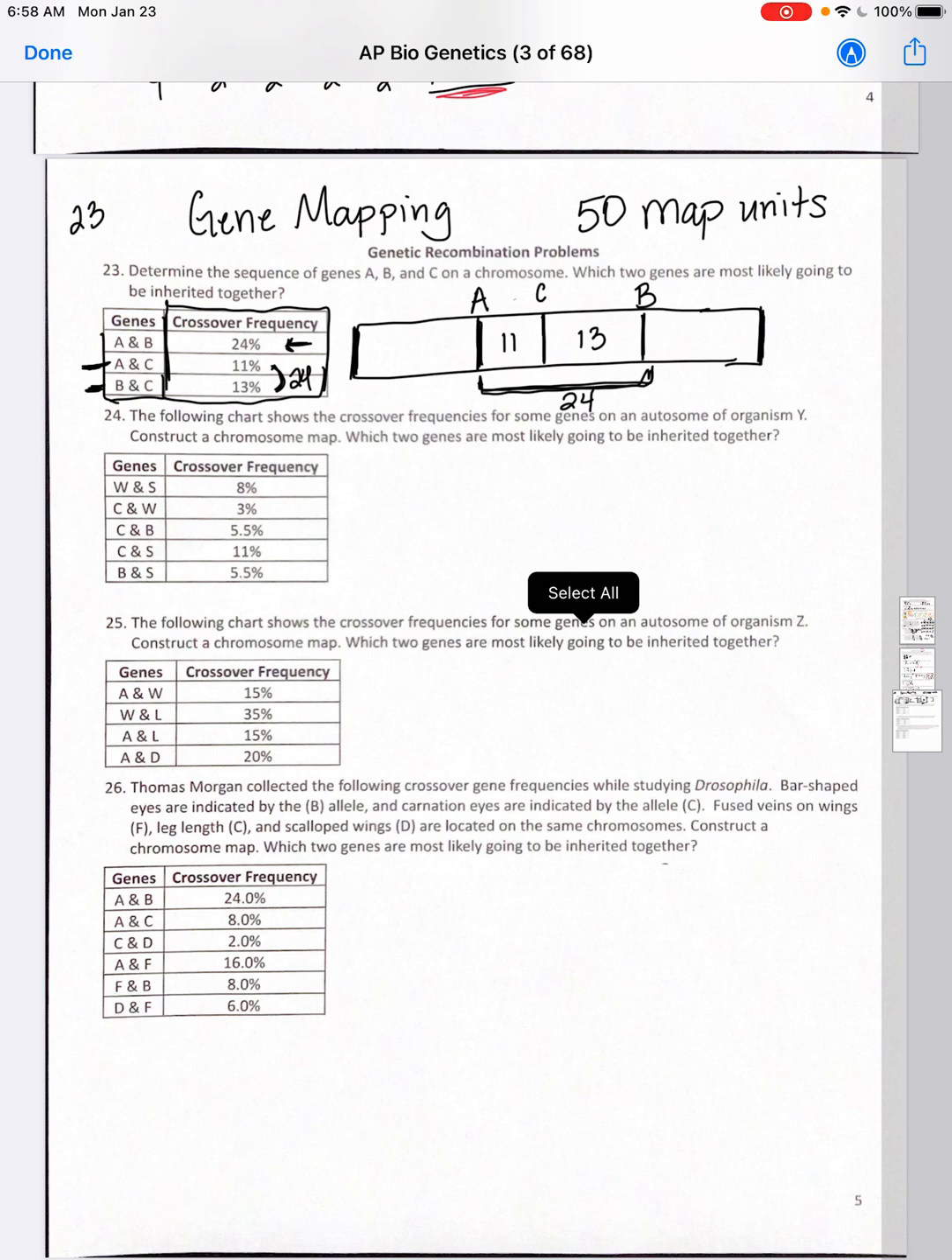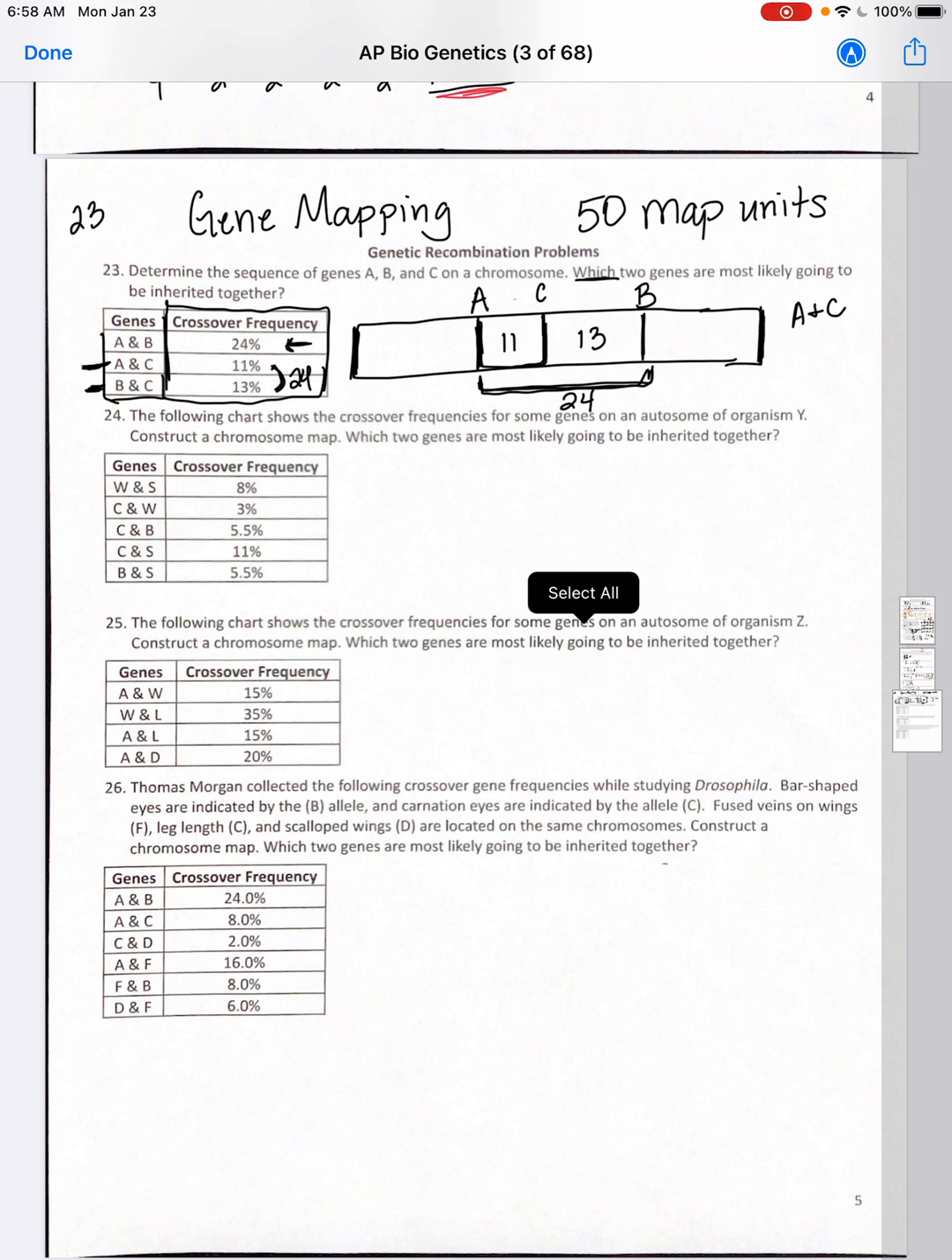Then up here, it actually asks you a question. Which two genes are most likely to be inherited together? The answer to this question is always the two closest genes that you have on your gene map. So the closest thing we have here is this distance between A and C. So A and C will be the genes most likely inherited together because they're closest.